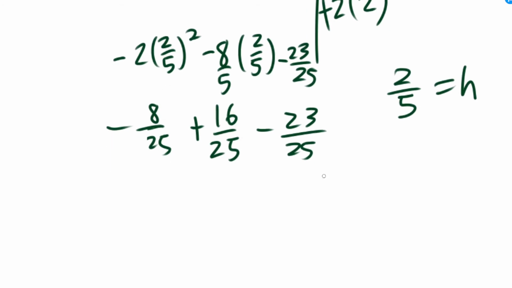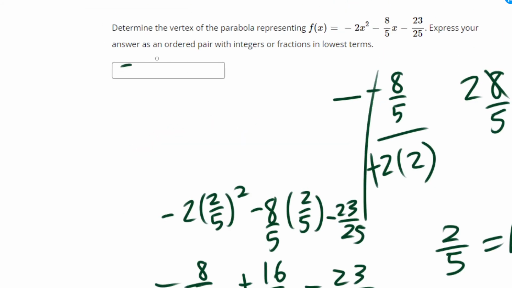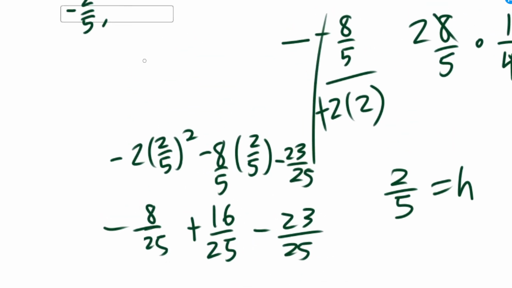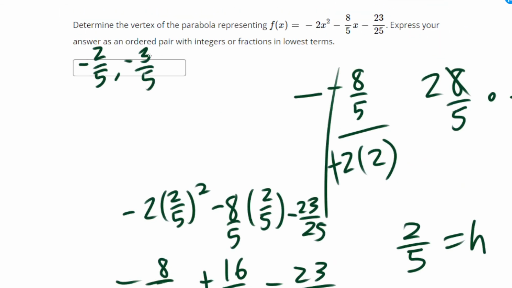So -8 plus 16 is 8. And then 8 minus 23 is -15. So we have -15/25, which is going to be -3/5. So we get -2/5, comma, -3/5. If you have any questions, please let me know, and I will answer as soon as possible.